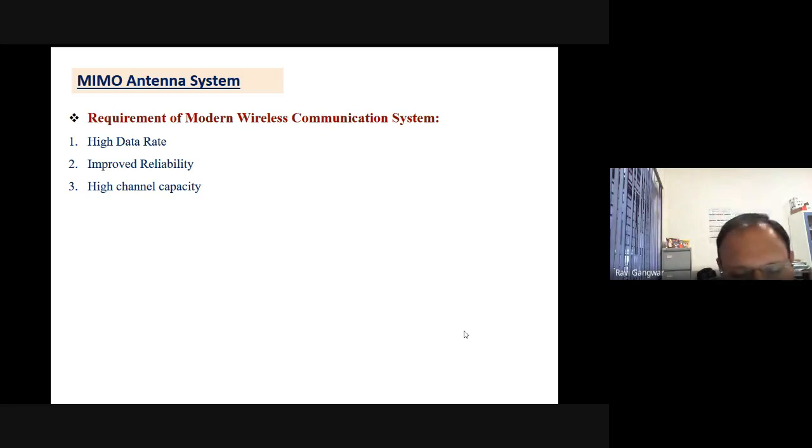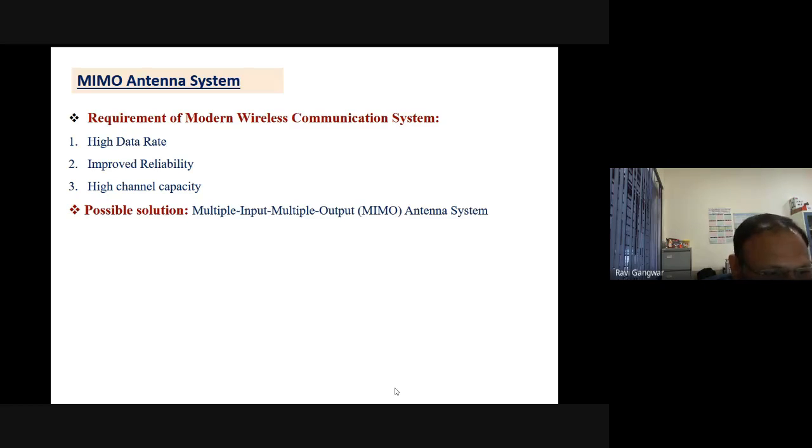For high channel capacity, nowadays in our country the population is growing day by day. That means the number of users is going to increase exponentially. So you have to design a system that is sustainable and able to support each and everyone in providing their communication requirements. All these three things are the main requirements of the current modern communication system.